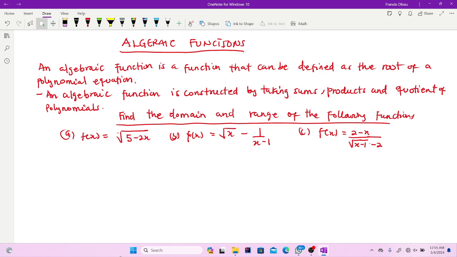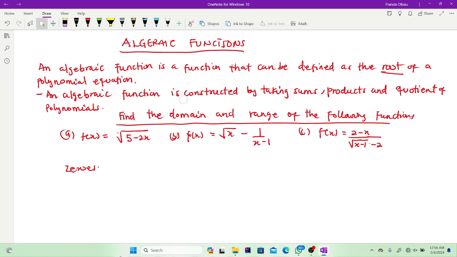So an algebraic function is a function that can be defined as the root of a polynomial equation. When I say roots, I mean the roots of a polynomial equation. Normally, the root of a quadratic equation is also called the zeros of the equation, right? So an algebraic function is simply defined as the root of a polynomial equation. Or you can also say an algebraic function is constructed by taking sums, products, and quotients of polynomials.